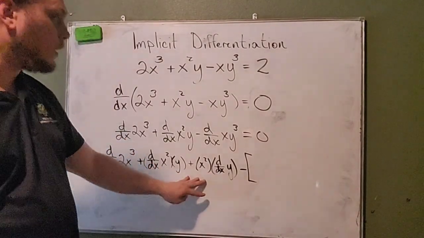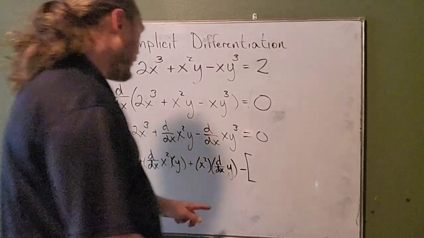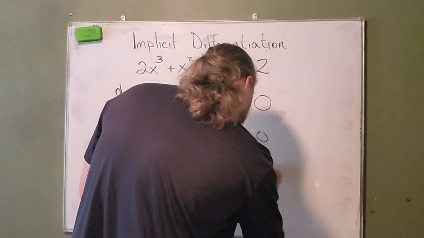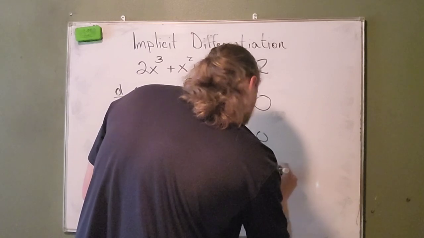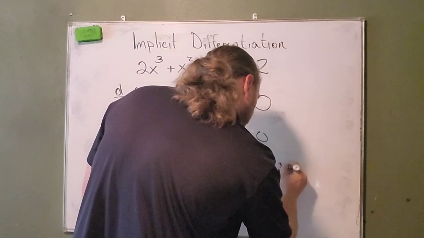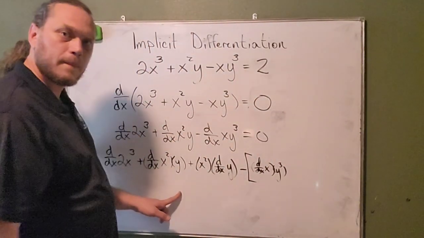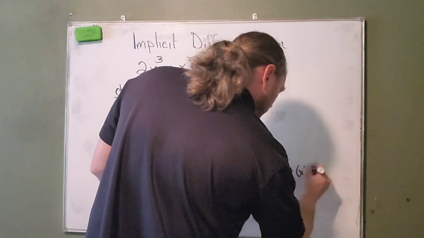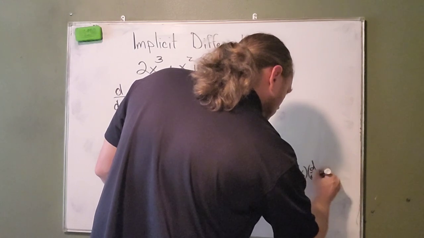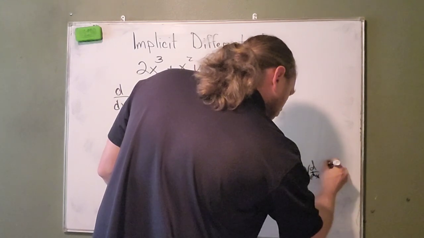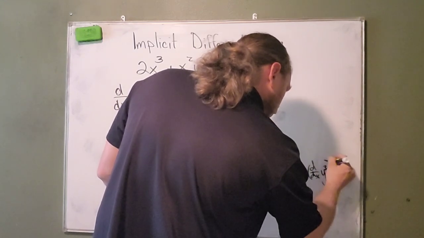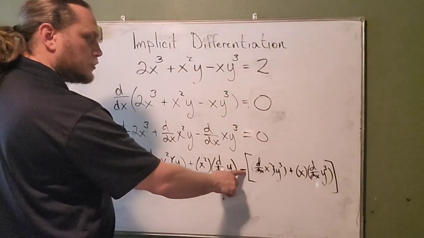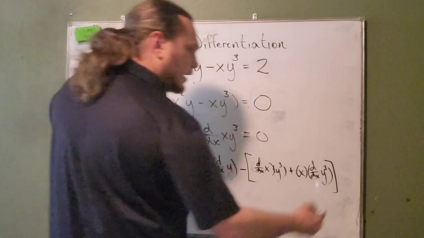If you remember the way the product rule works, we have parentheses d dx of x times y cubed, put that in parentheses also, plus x times d dx of y cubed, and we're going to close that big bracket off. Remember, I did that so I don't forget to distribute this negative. And I'm going to squeeze it in here.